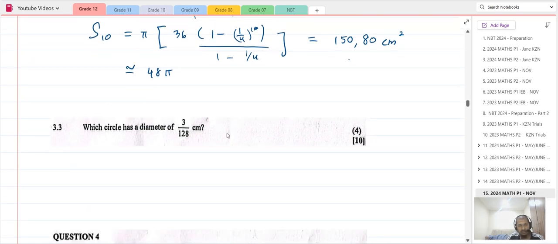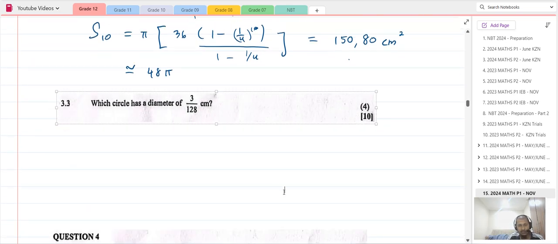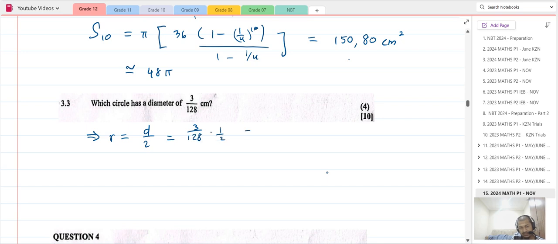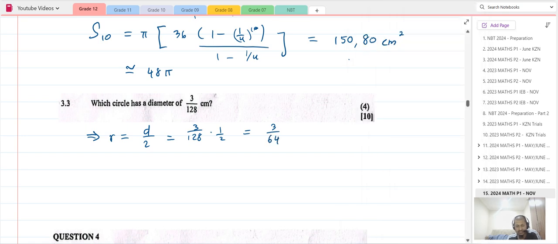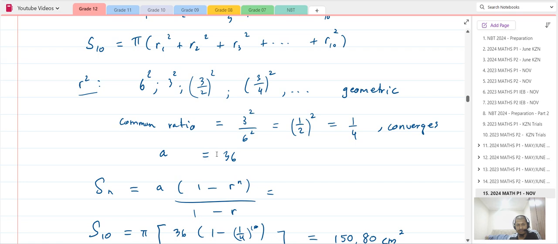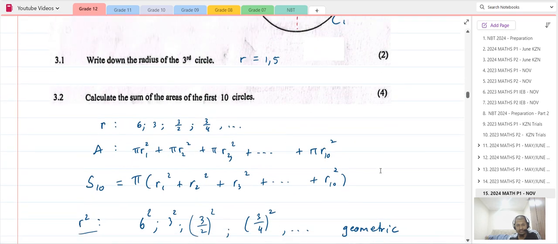Which circle has a diameter of 3 over 128 centimeters? A diameter of 3 over 128 implies the radius is equal to the diameter divided by 2, so 3 over 128 times half. What's 128 divided by 2? 64. So the radius is 3 over 64. We're basically looking for the Tn formula for this.